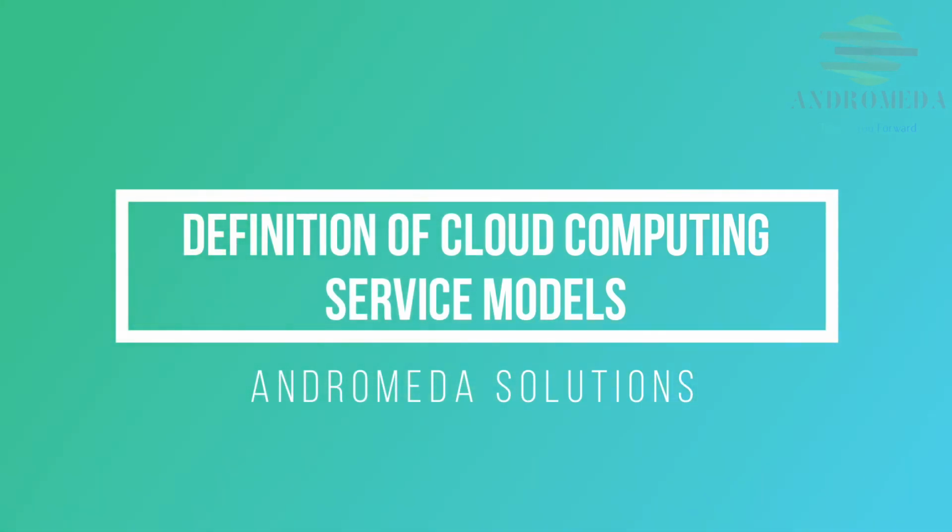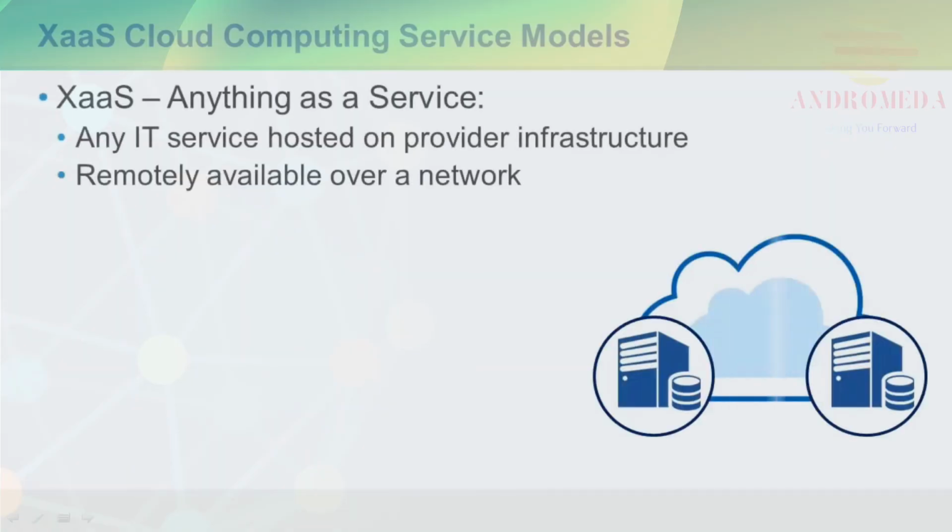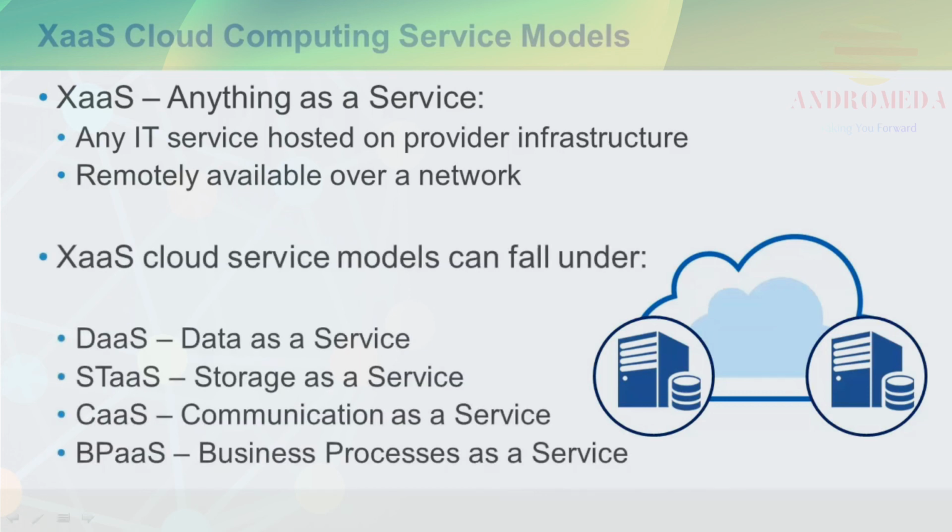There's a relatively new approach emerging now for cloud computing service models, and that's what's known as XaaS. And the X actually stands for anything as a service. So any IT service that's hosted on a provider infrastructure can then be offered as a cloud service model. It's still remotely available over a network like any other service, so it just comes down to what kind of services you might need. And typically what you'll find under XaaS are the following: data as a service, storage as a service, communication as a service, and business processes as a service.